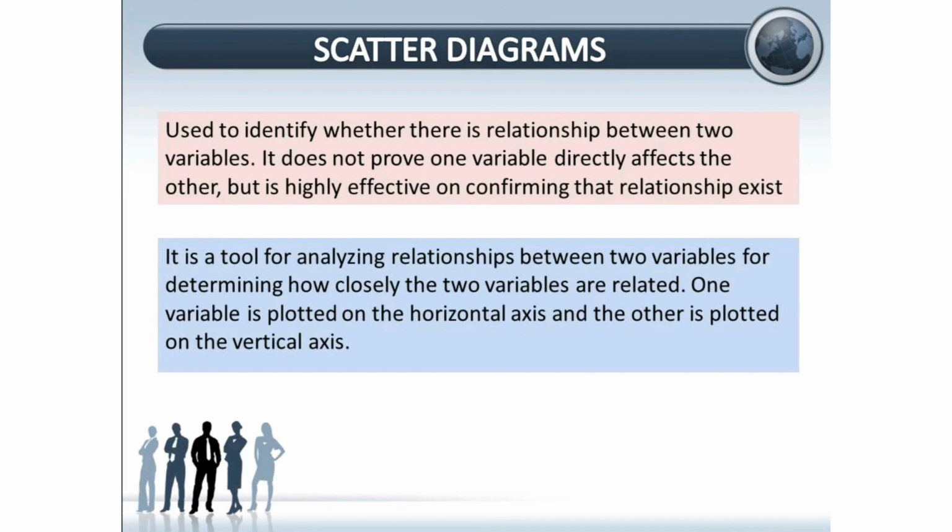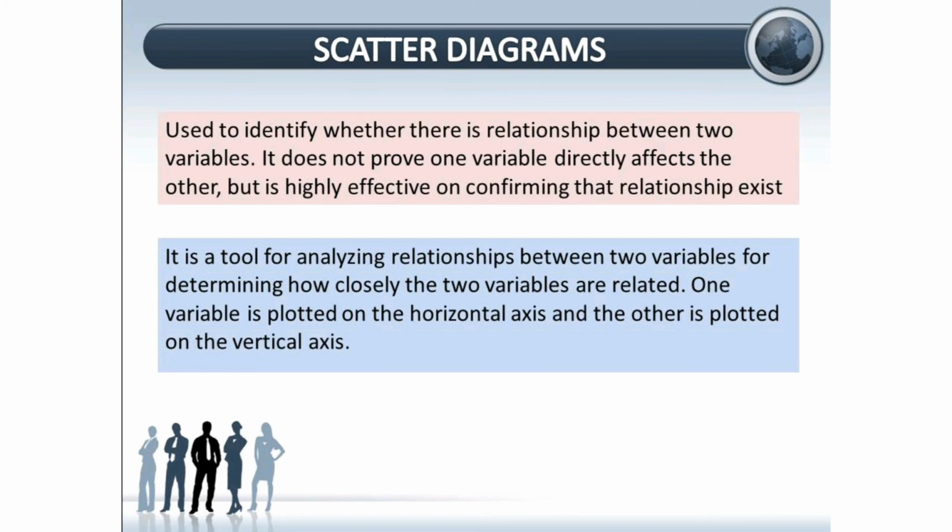Scatter diagrams. A scatter diagram is used to identify whether there is a relationship between two variables. It does not prove that one variable directly affects the other, but is highly effective in confirming that a relationship exists between the two. Variables often represent possible cause and effect.